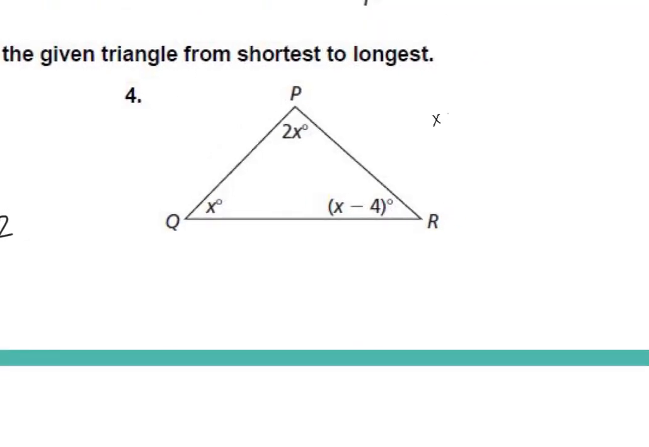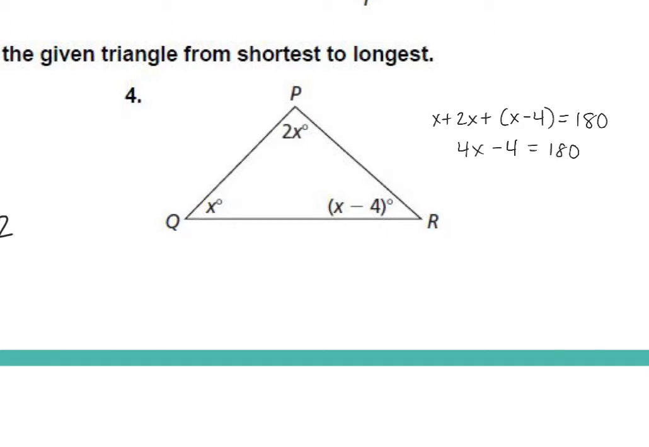Let's do x plus 2x plus x minus 4 and set it all equal to 180 degrees. Very good, Juliana. Now there are some things we can combine. What can we combine? Noah? All the x's. What do we get there? X plus 2x is 3x. You add another x, you get 4x minus 4 equals 180.